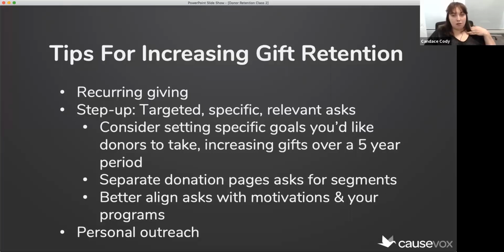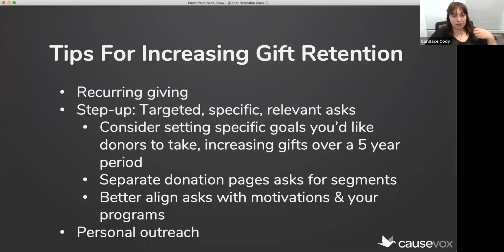Yeah, so I would also, just as a best practice, because gift retention is really in line with what donors' motivations are, make sure that you gather those from your surveys so that you can align your asks really closely with their specific motivations and the programs that they're interested in. And sometimes gift retention looks like personalized outreach and asking them to give a larger gift this year.